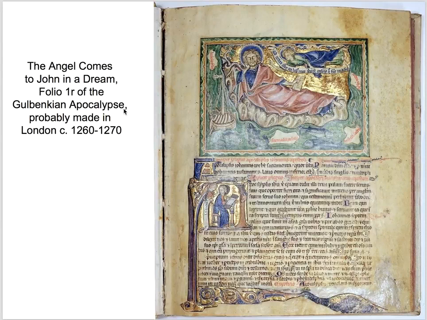So this is the storiated initial, which shows an angel talking to John, who is the author of the Apocalypse or the Book of Revelation, telling him what he should write in Scripture. And then we have this rather elaborate pen flourish or marginal decoration, which involves a lot of gold, and then we have a peacock at the end here.